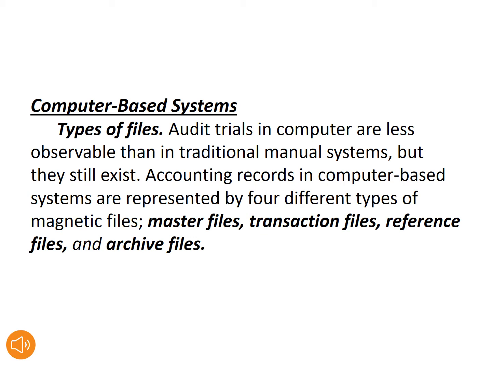Fourth, archive files. An archive file contains record of past transactions that are retained for future reference. These transactions form an important part of an audit trail. Archive files include journals, prior period payroll information, lists of former employees, records of accounts written off, and prior period ledgers.